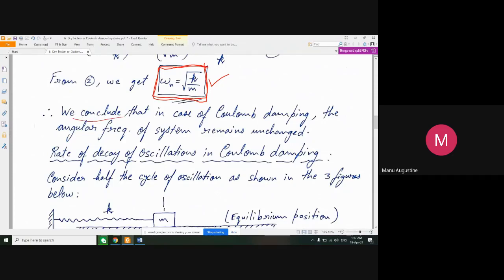So we conclude that in case of Coulomb damping, the angular frequency omega n of the system remains unchanged. That means if the damping is of Coulomb type, then the frequency of the system will be exactly the same as that of an undamped system.